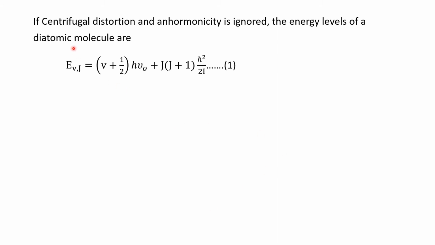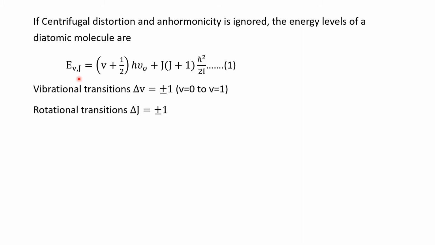So if the centrifugal distortion and anharmonicity are ignored, which we just do for the sake of simplicity, then the energy levels of a diatomic molecule are given by this expression. This one is the energy associated with the vibration, and this term is the energy associated with the rotation. That is why we represent this E by E_vJ, where v is for the vibration and J is for the rotation.